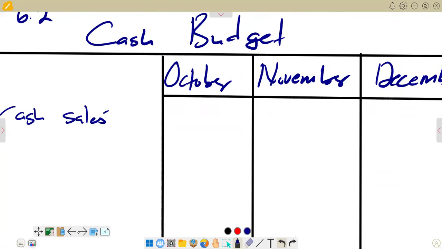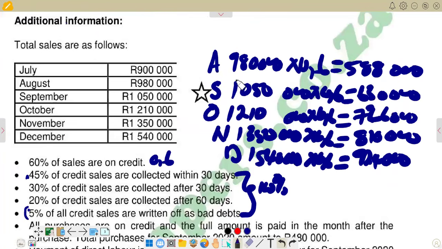So we go back there. We see that these are our credit sales. Remember, when we calculate, we're using 0.6, which is for credit. So cash is the remainder. If you say 100% minus 60%, you get 40%. So 40% of the sales for October, the cash sales, will be received that month, which means the cash sales for October will be received in October.